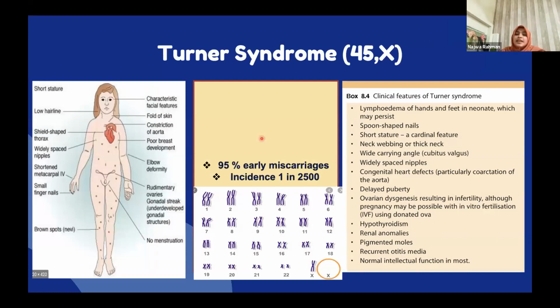Usually more than 95% of Turner syndrome results in early miscarriage, and it is increasingly detected by ultrasound when there's fetal edema of the neck, hands, or feet, as well as a cystic hygroma. These are the clinical features of Turner syndrome. A patient with Turner syndrome is usually treated with growth hormone therapy as well as estrogen replacement for development of secondary sexual characteristics at the time of puberty.